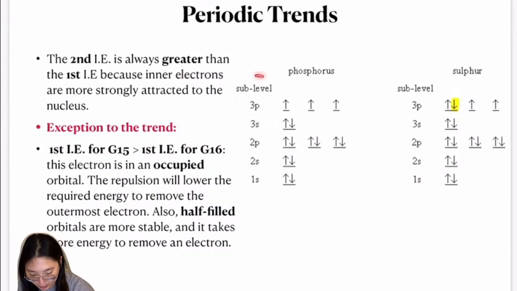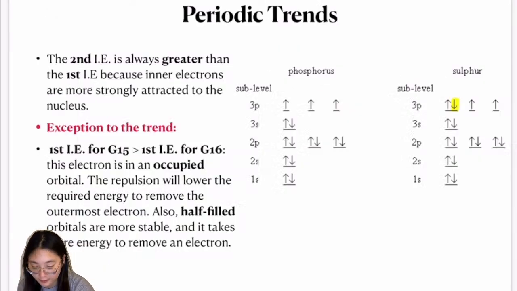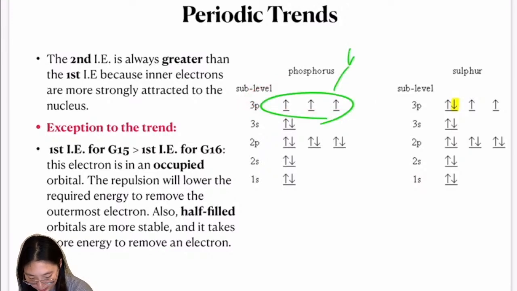And now let's try to compare phosphorus and sulfur. So phosphorus is in the fifth column, and sulfur is in the sixth column, right? So for phosphorus, it has 1, 2, 3, 4, 5 valence electrons: 3s2 and 3p3. So these are the 5 valence electrons of phosphorus. And now you notice that the 3p orbital is half filled.